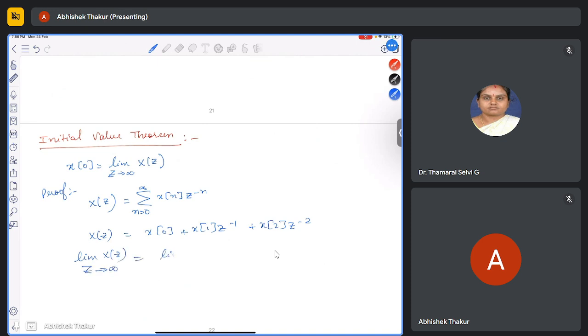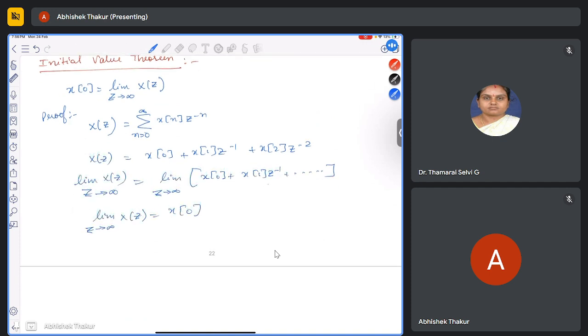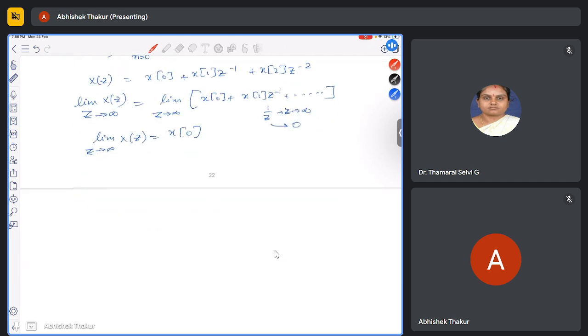So this will become limit z tends to infinity of x of 0 plus x of 1 z inverse and so on, so this will become only x of 0. In all other terms, when you put 1 by z, z is infinite, so that will become 0. See, this is 1 by z. When z tends to infinity, this term tends to 0. Okay? So this is important.